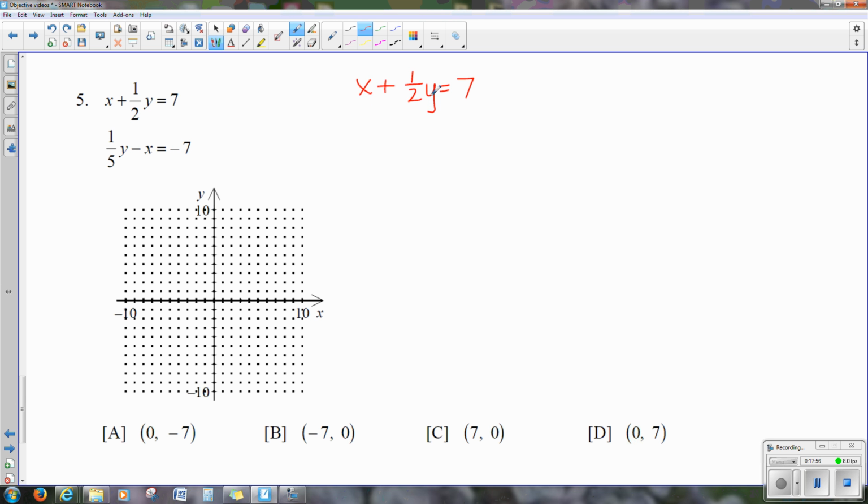I'm trying to solve for y, so I'm going to subtract x from both sides. So I know that 1/2 y equals, remember I subtracted x, so negative x plus 7. Now I want to get rid of this fraction, so I'm going to multiply everything by 2. So now the fraction is gone. We have y equals negative 2x plus 14. Just make sure you're careful that you do every single term in the whole equation.